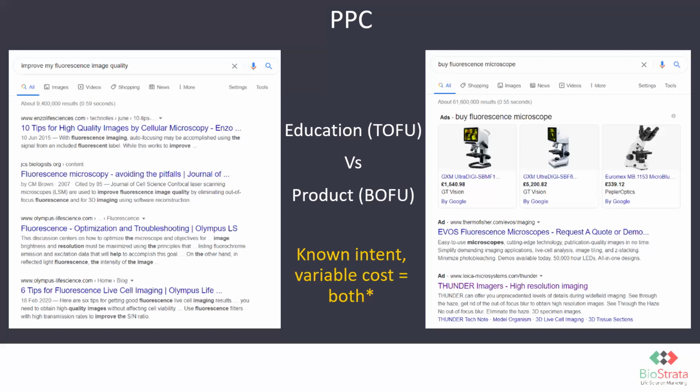So getting that balance between buying intent, volume, and cost is critical on Google Ads. And the one thing I would say is if your budget is limiting or your bandwidth to manage a more complicated program is limiting, start with bottom of the funnel Google Ads and then expand to top of the funnel Google Ads afterwards to widen your net. So there's a couple of quick examples.